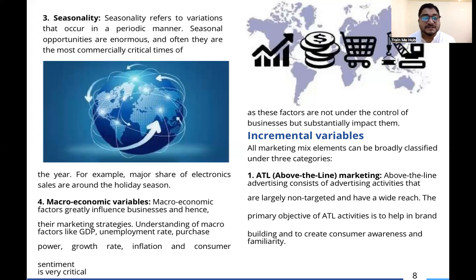Now let's touch base on the macroeconomic variables. Macroeconomic factors greatly influence the business, and hence its marketing strategy. They help you understand factors like GDP, unemployment rate, purchasing power, growth rate, inflation, and consumer sentiment, which is very critical. One quick thing I would like to touch on is the unemployment rate. The unemployment rate influences the purchasing power of an individual.